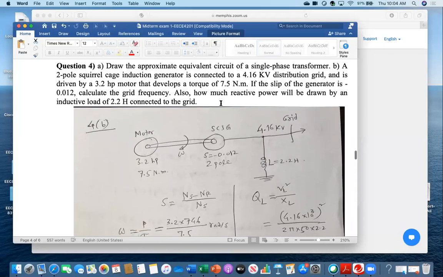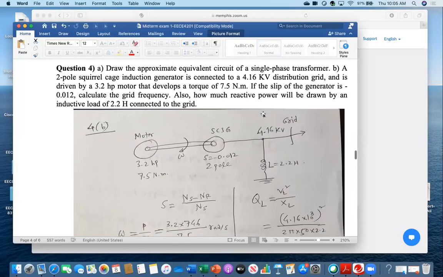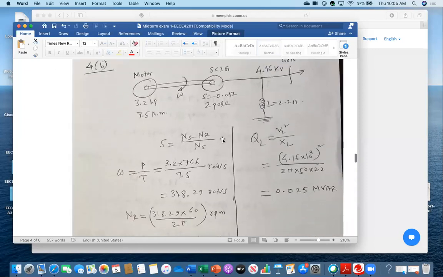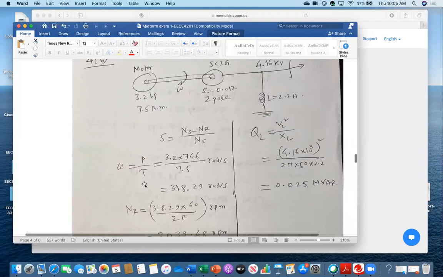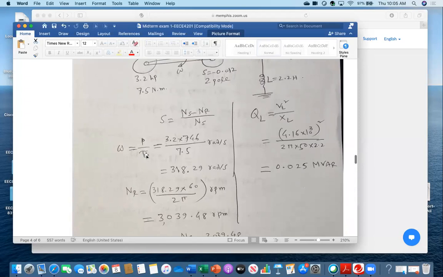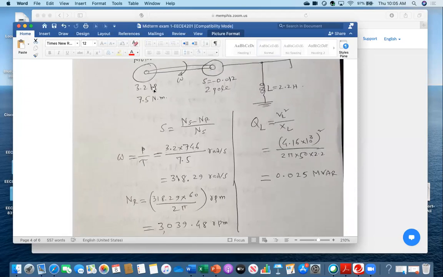So therefore, everybody see, first of all, from the motor, 3.2 horsepower and 7.5 Newton meter, you calculate the omega. What is the speed of the motor? So you see, I am doing omega equals P over tau. So 3.2 horsepower, and then I'm multiplying by 746, divided by 7.5 Newton meter. So I got a speed value in terms of radian per second.